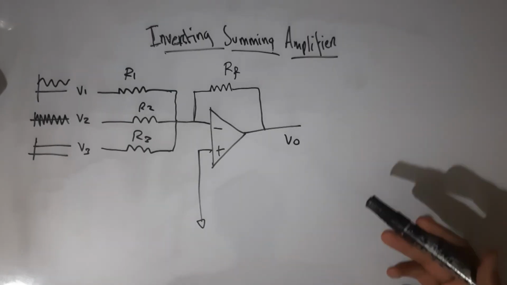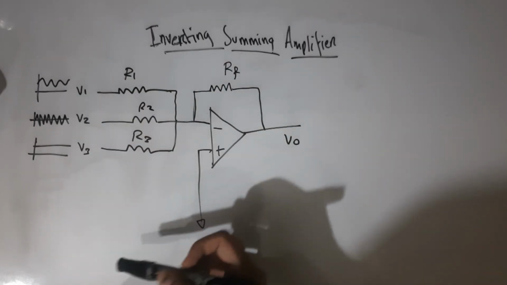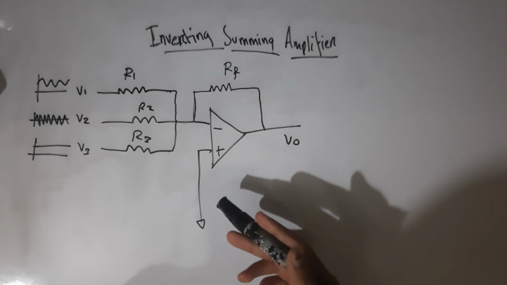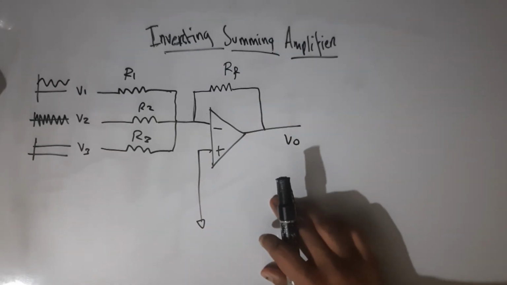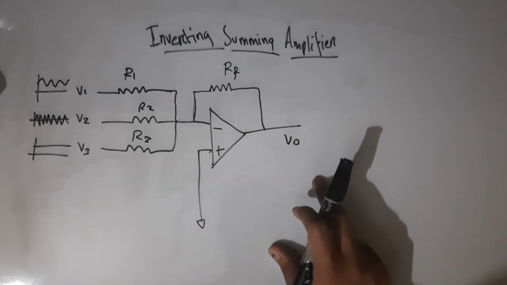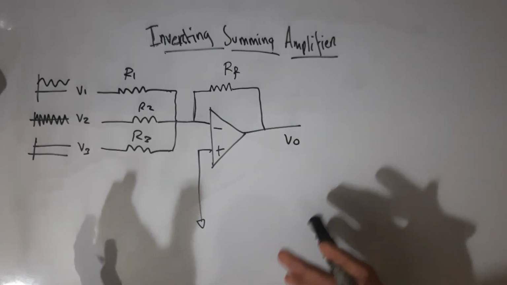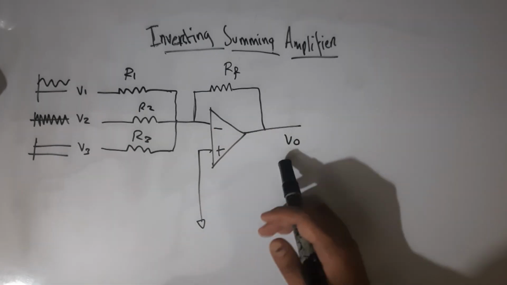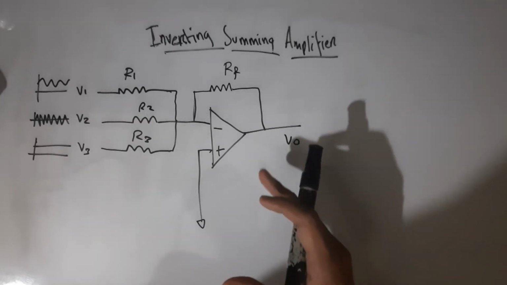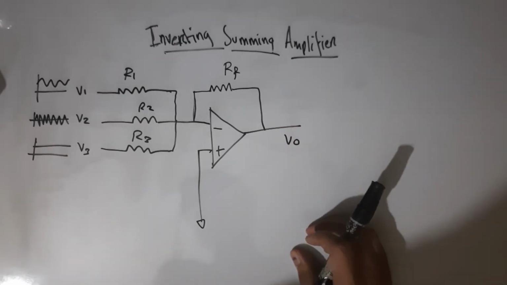So where do we use such circuits? If we have multiple audio signals from different audio sources and we want to combine them together to form a single output voltage, or if you have multiple signals from different sensors throughout the system and you want to combine them together to form a single output voltage, we use this op-amp circuit called summing amplifier.